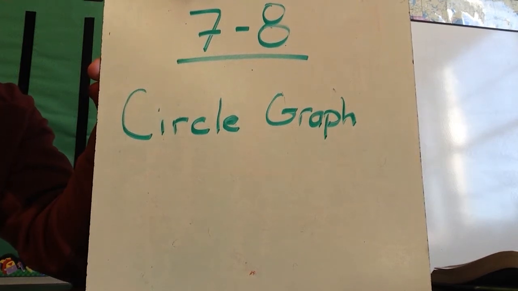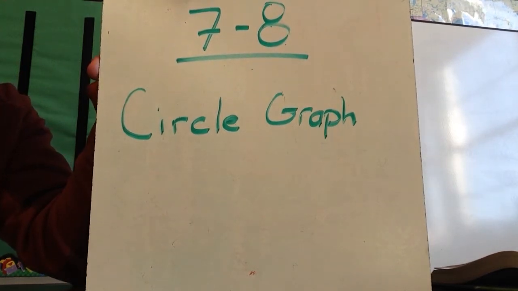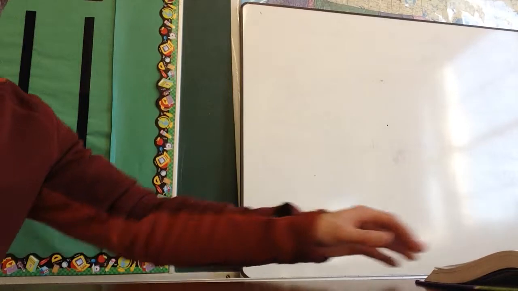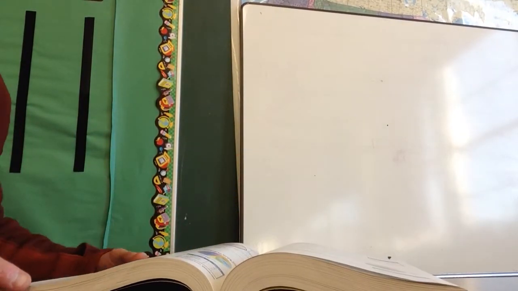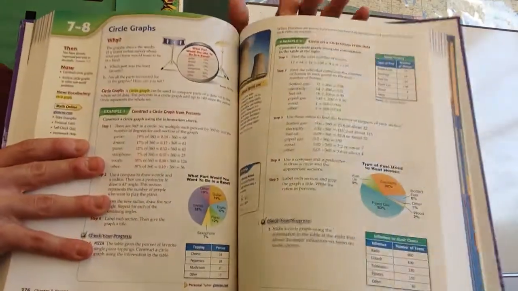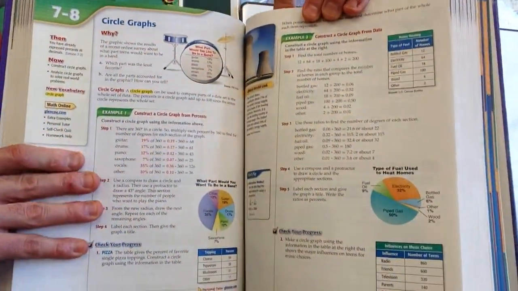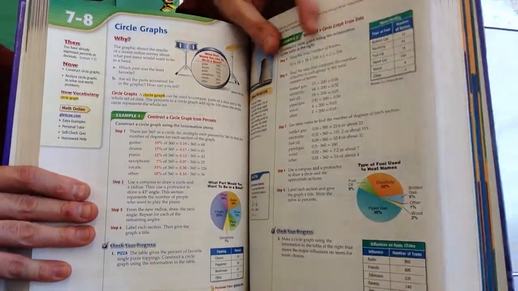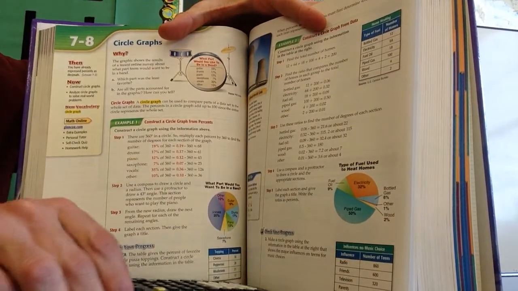This video will discuss chapter 7.8, circle graph. As we talk about circle graphs, I want to warn you in advance that this video may be slightly dizzying, as I'm going to use a lot of images from the book, so I apologize. Don't be afraid to hit pause if you feel like you need to.